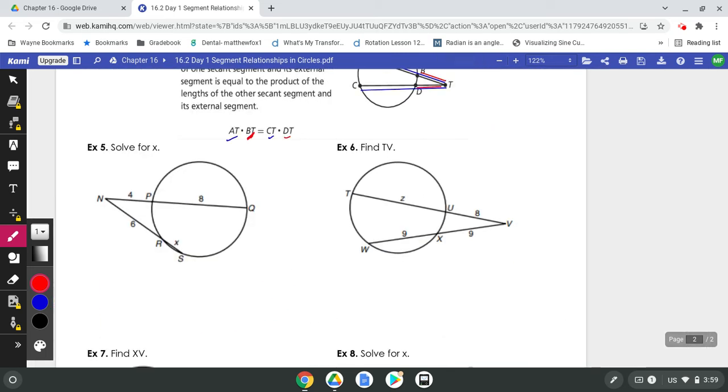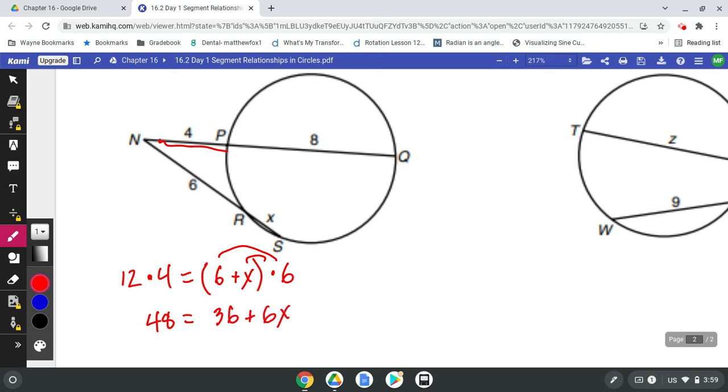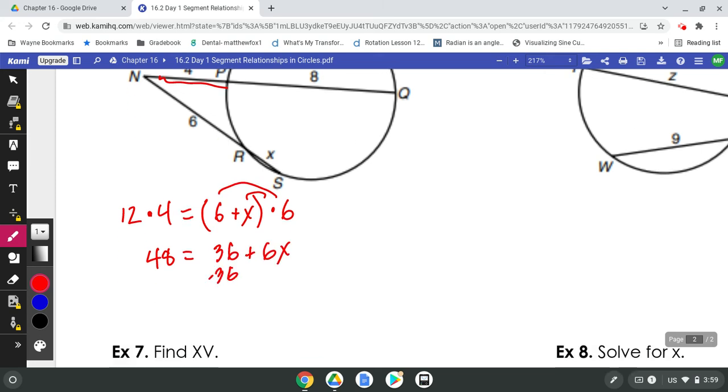Okay, so the whole secant, we have one secant, the top and the bottom. The top one has everything. To get the whole secant, 8 plus 4 gives us 12. So the whole secant times the exterior part, that's the 4 right here, will equal what the whole secant is on the bottom. So in our case, 6 plus x, add those together, times the exterior part, which is 6. Then you distribute that 6 in, we'll get 48 equals 36 plus 6x. Subtract the 36. 12 equals 6x. Divide by 6, and we'll get x equals 2.